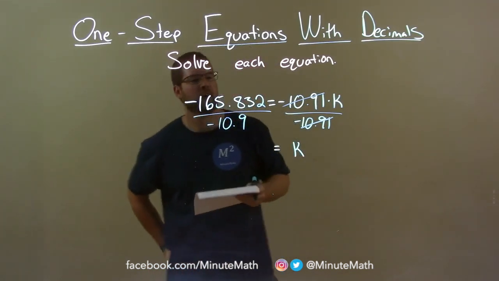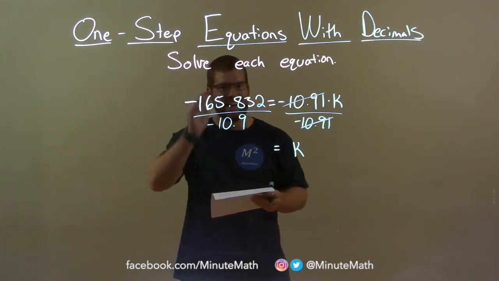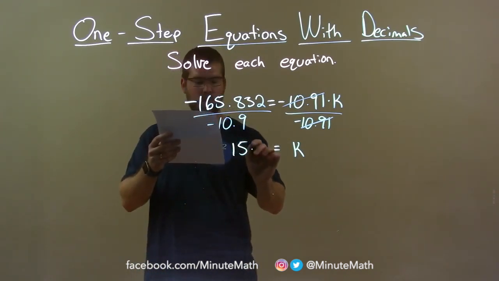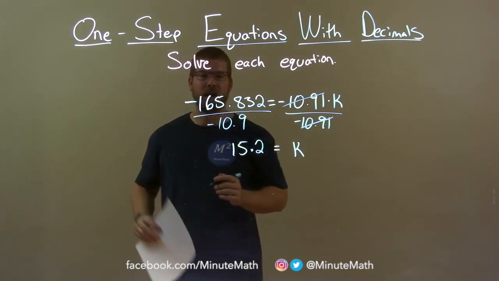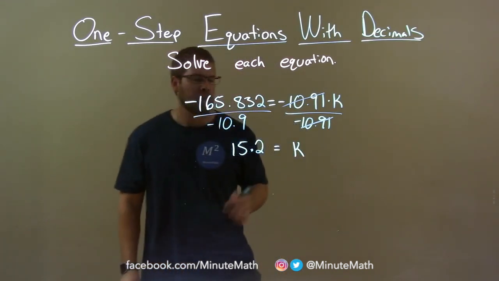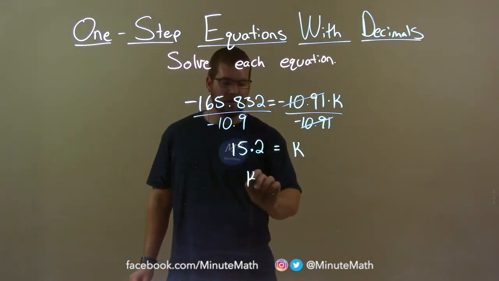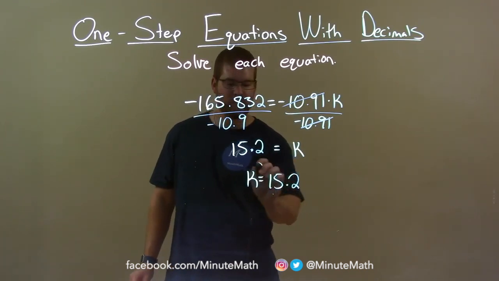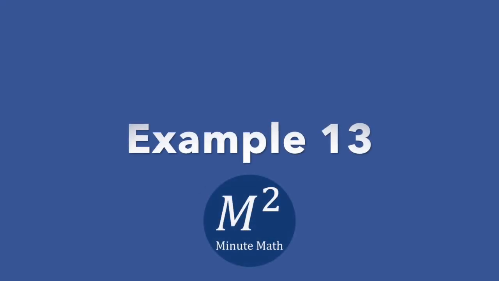Negative 165.832 divided by negative 10.91 is, well, positive 15.2. Remember, negative divided by negative is a positive. k is by itself. We can rewrite it to come first. So we have k equals 15.2 as our final answer.